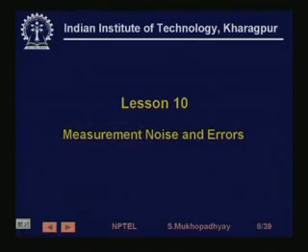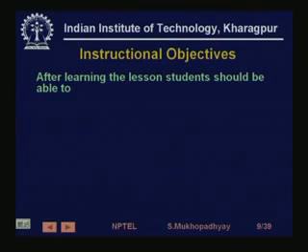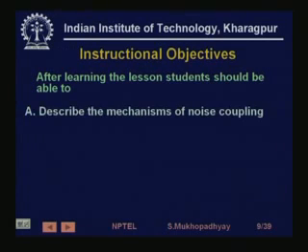So now, having said this, we can now get on with the measurement, our lesson 10, which is on measurement, noise and errors. And first of all, we will see the instructional objectives. The basic instructional objectives are that the student is able to describe the mechanisms of noise coupling. This is very important to understand, that is, how noise is coming into this system.